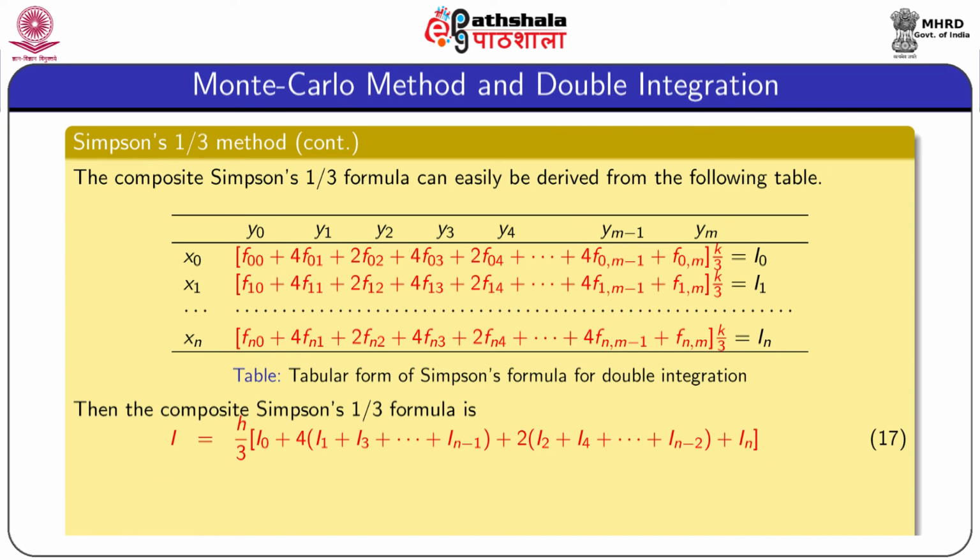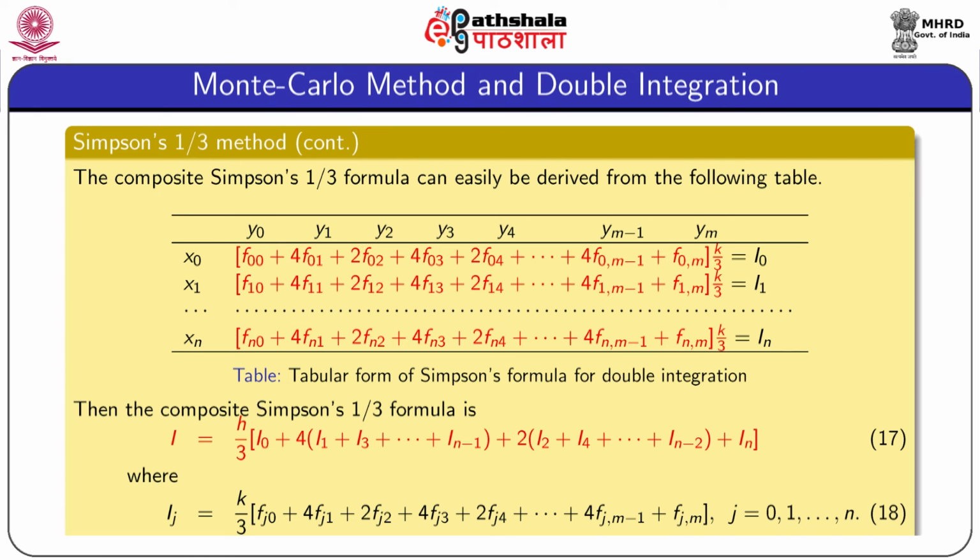This formula is nothing but the composite Simpson one-third formula for the single variable case, where each I_j is obtained by this expression. Note that equation 18 is nothing but the composite Simpson one-third formula to find the integration with respect to y. Thus, equations 17 and 18 simultaneously give the composite Simpson one-third formula to find the double integration.